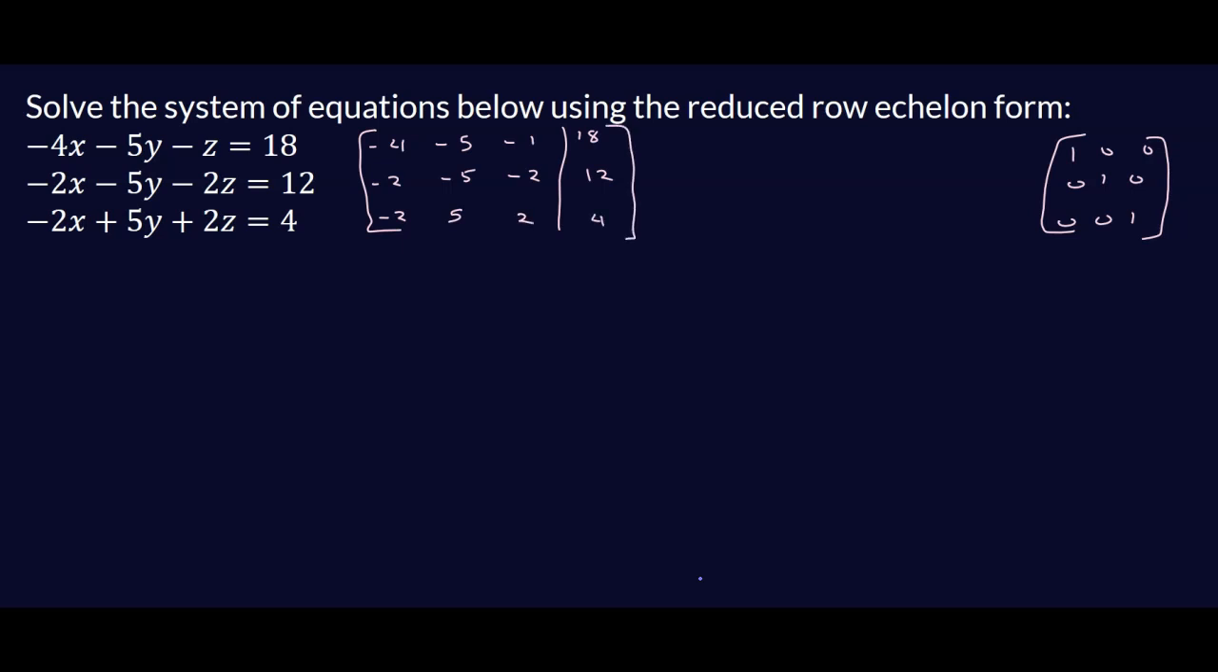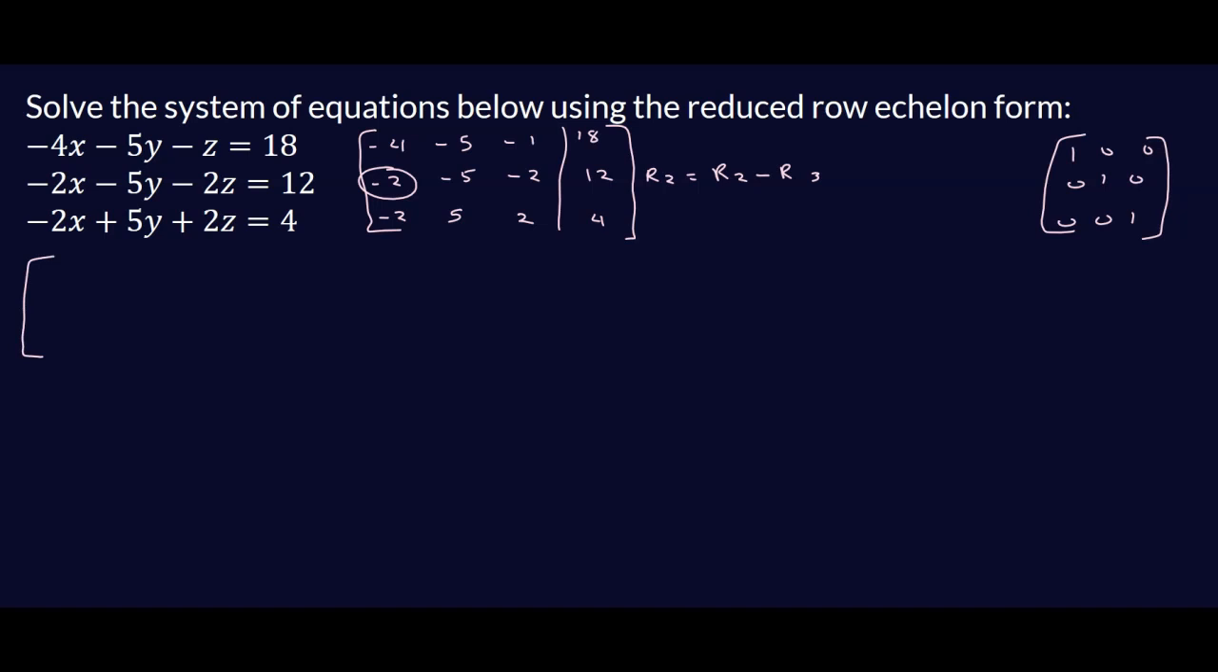All right, so the first thing we're going to do is look for a way to get rid of this one right here. That's the first thing we're going to go after. So we're going to say row 2 is equal to row 2 minus row 3. Let's do that. So row 2 minus row 3, we're dealing with row 2 first.